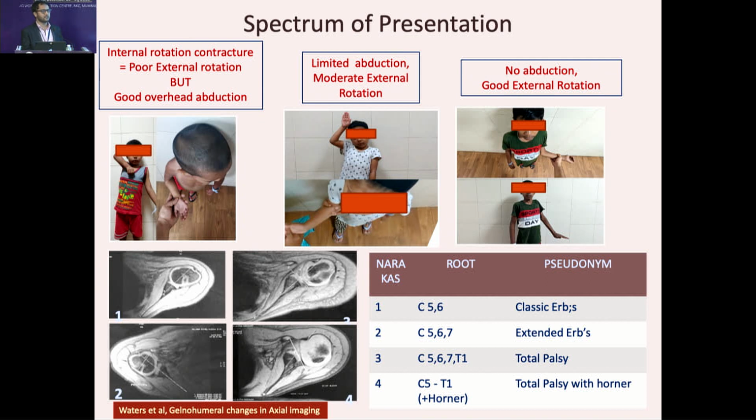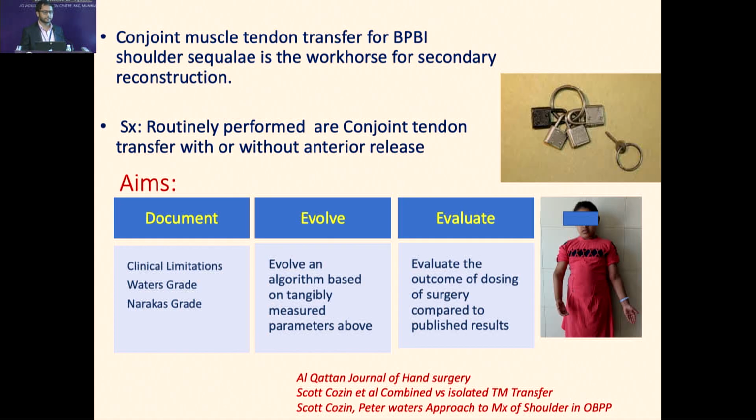The Narakas grade, which is the nerve root affection, also varies, right from just a classic Erb's palsy to a complete nerve palsy. Conjoint tendon transfer with or without anterior releases has been said to be the workhorse for reconstruction of these shoulder sequelae. But a one-key-fits-all lock for these varied clinical presentations, varied radiological presentations, and varied nerve root affections would not suffice. With these things in mind, we aim to document the varied presentations of children with obstetric brachial plexus palsy coming to us. We try to evaluate an algorithm based on tangibly measured parameters, and we try to evaluate the outcome of these algorithms in our hands.